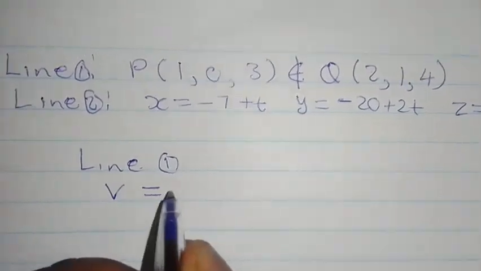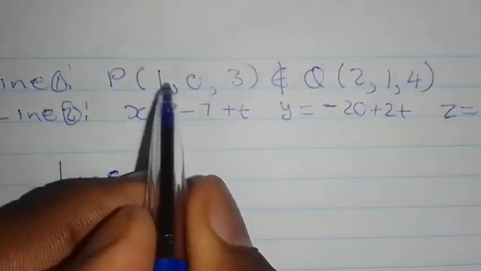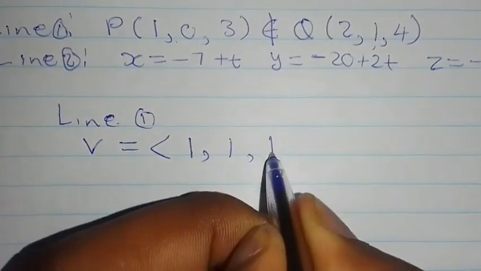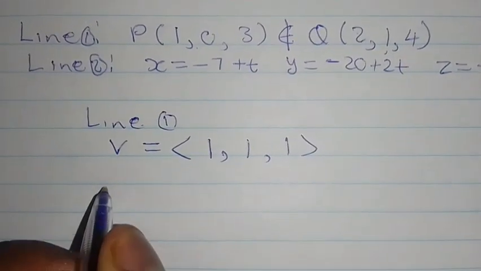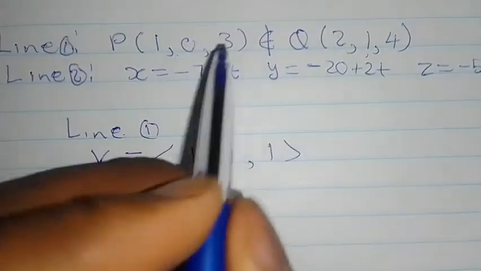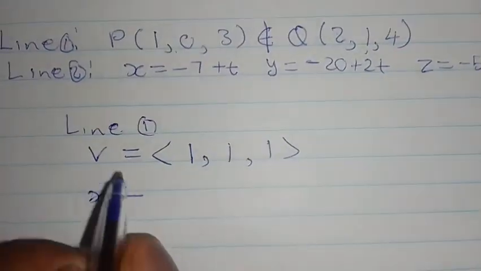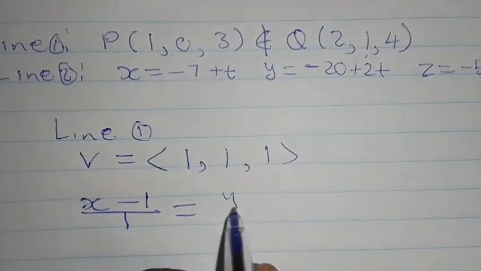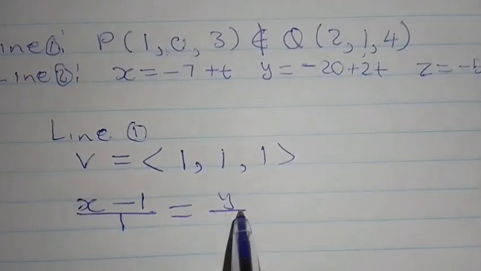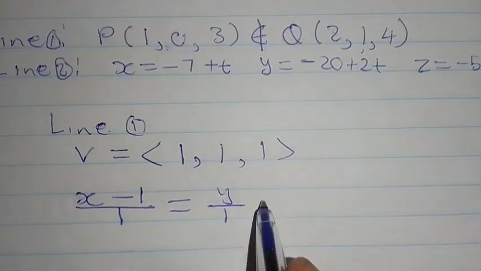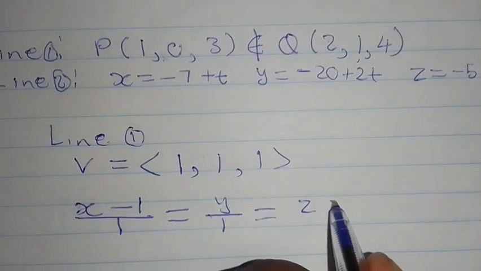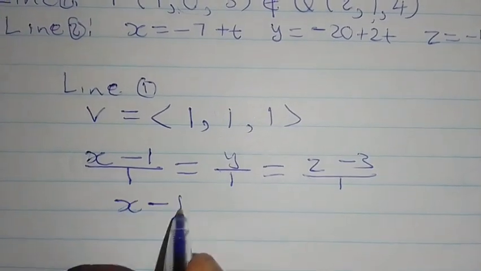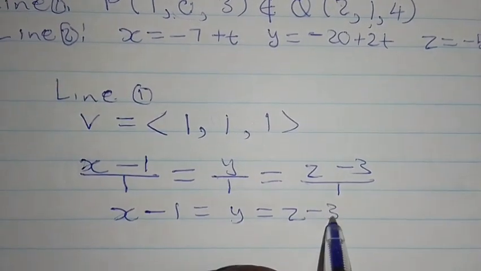let's write the vector form of that. 2 minus 1, that's 1, and then 1 minus 0, that's 1, and then 4 minus 3, that's 1. So we'll have vector v as that, and that means we can get the symmetric form. You can take any coordinate, but let me just pick this one. So I'll have x minus 1 over 1, and this will be the same as y minus 0 over 1, and then we'll have z minus 3 over 1. So that means we'll have x minus 1 equals y equals z minus 3. So that's for line 1.